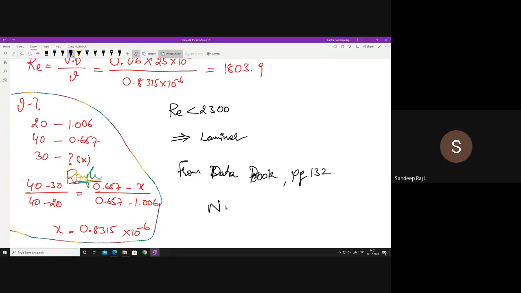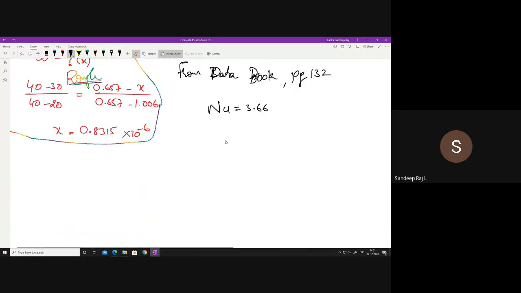Okay, Nu is equal to 3.66. So h into D is 25 into 10 to the power of minus 3 by k. K value, what is it? You have to get it from the data book. Let's go to the data book and get the k value.